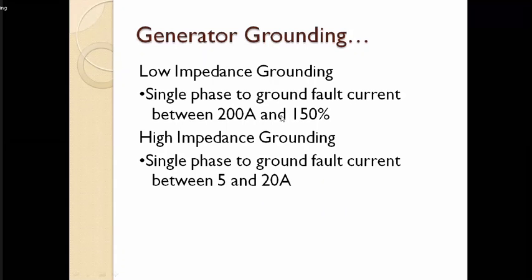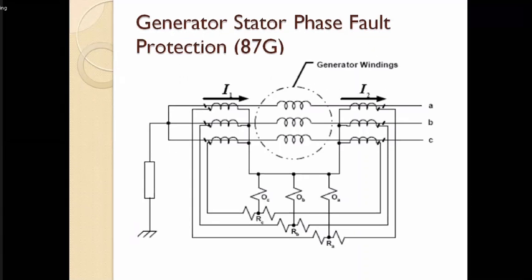So you can only apply the single phase to ground, that is low impedance grounding, on generators that have up to 200 amps. Then for high impedance grounding, it's between 5 and 20 amps. Okay, so this is left to you, just for your information. It's very good. So we're closing now.